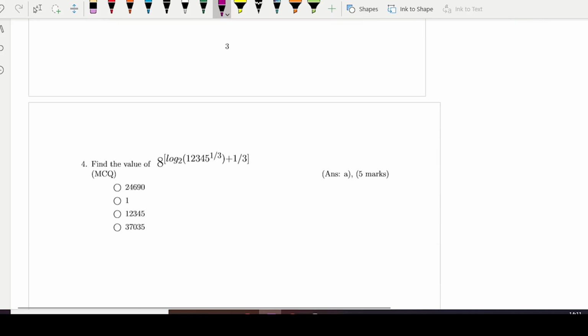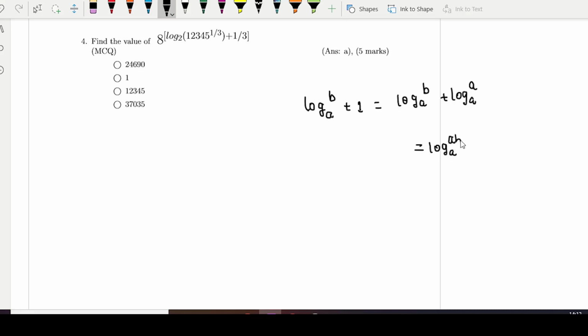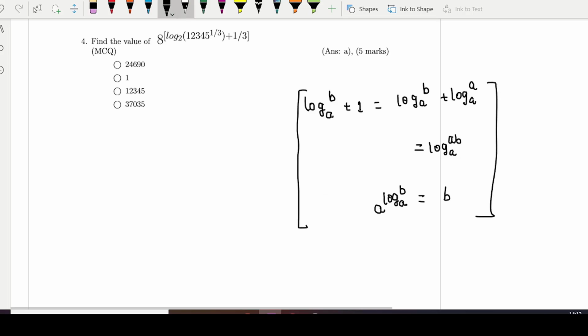The fourth question is based on some logarithmic properties we will study here. There are two properties involved. The first one: let us suppose this is log a b and here it is 1, so we can write this as log a b plus log base a a, and this will finally result in log ab. And the second one: a to the power log base a b will be directly equal to b. Using these two properties, we will be able to solve this question.